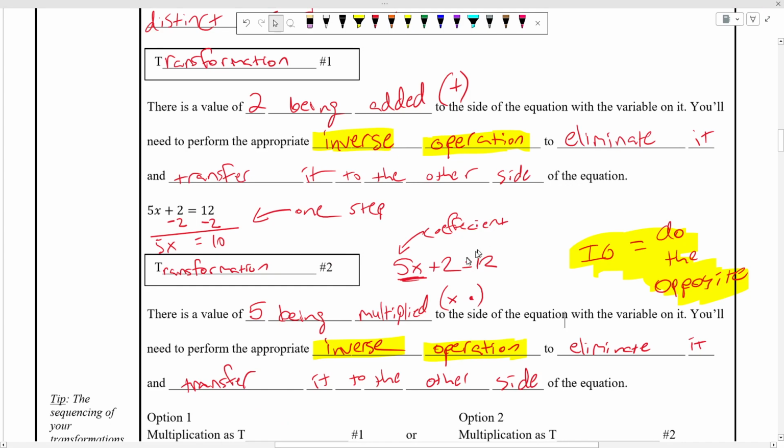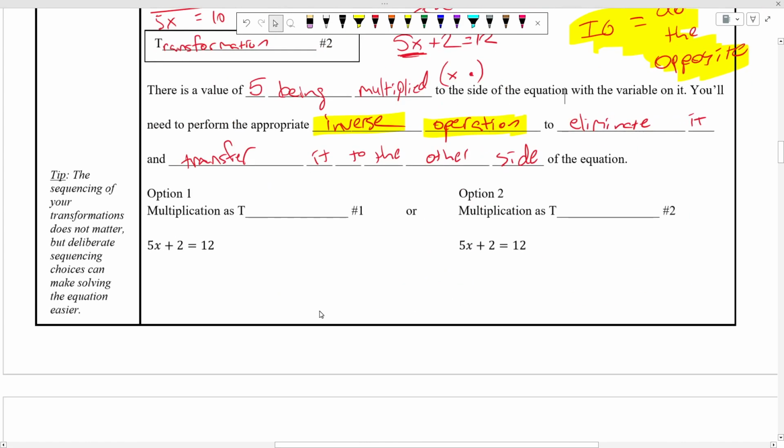So let's see. Now, when I deal with this 5, I've got two options. I can talk about both here. I can deal with the 5 here as step 1. Remember how I took care of the 2 as part of my first transformation and my step 1? I do have the option of doing this as my step 1, but I also have the option of doing this as my step 2.